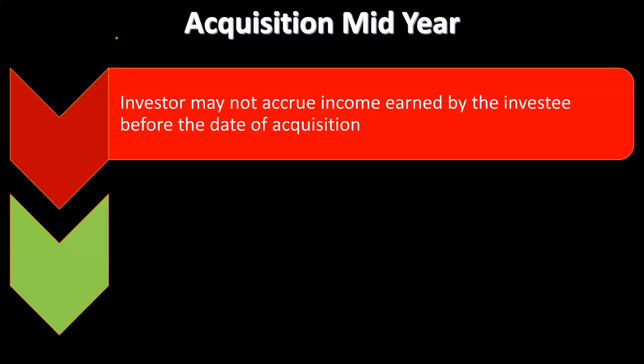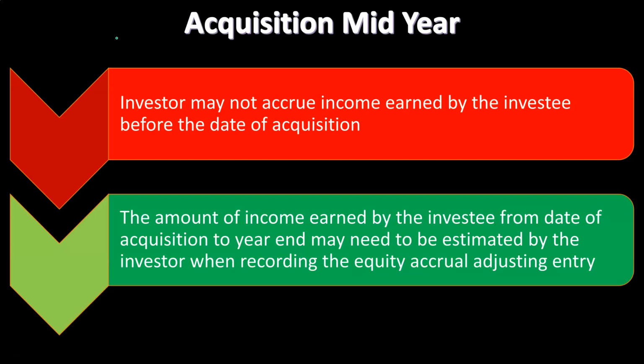You could say, well, what if the acquisition happened in the middle of the year? That can complicate things a little bit. The investor may not accrue income earned by the investee before the date of acquisition. In other words, if we bought the thing in the middle of the year and put it on the books at cost, you can't record the year-end earnings, because that would be recording income for the entire year, and you've only owned the stock for part of the year. So the amount of the income earned by the investee from the date of acquisition to the year-end may need to be estimated by the investor when recording the equity accrual adjusting entry.